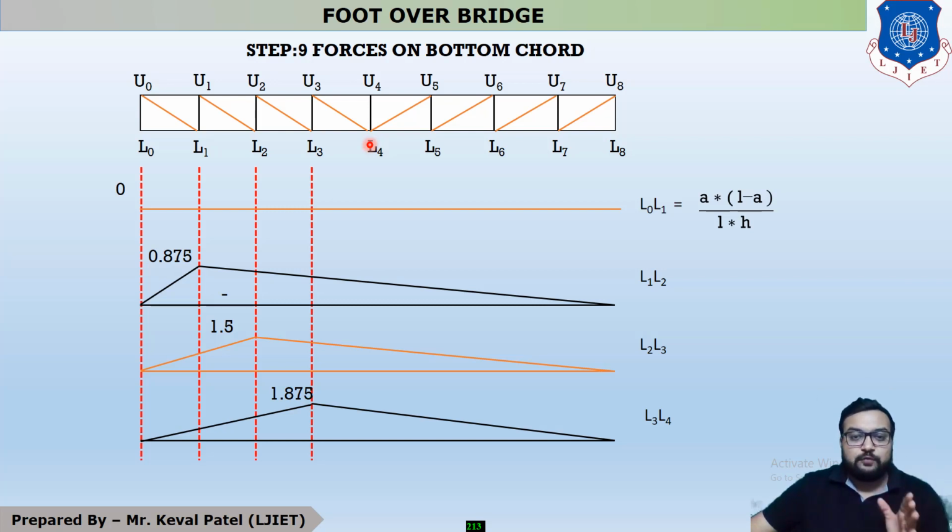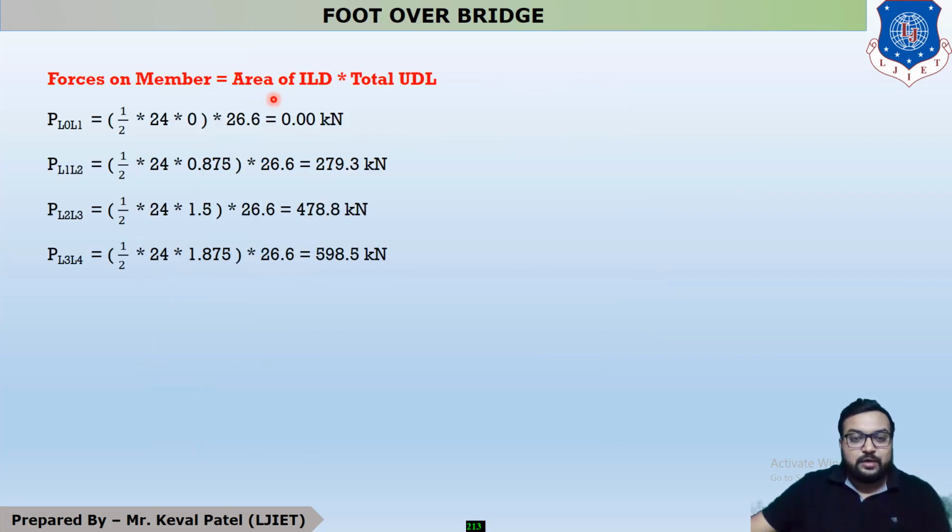After finding the influence line diagram, your next step is to find the forces on the bottom chord. Now, what is the equation of forces of the bottom chord? So the equation is area of influence line diagram into total UDL. Now, area of influence line diagram, it means your first member is L0 L1.